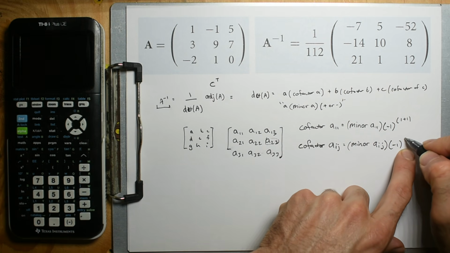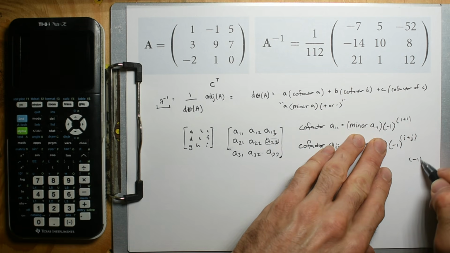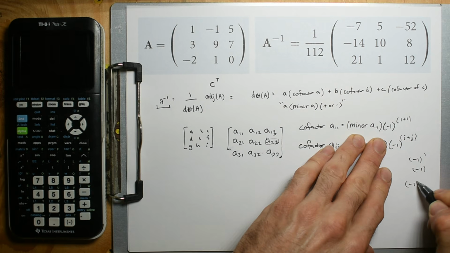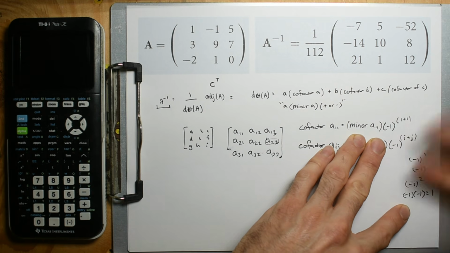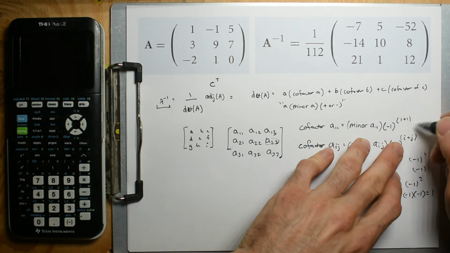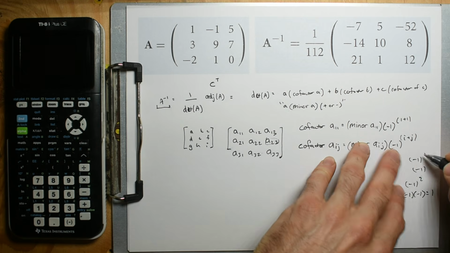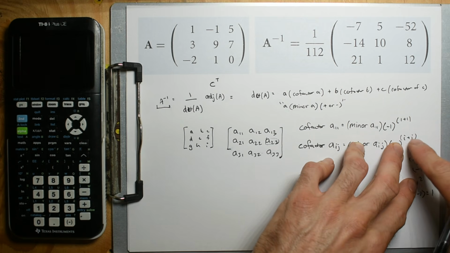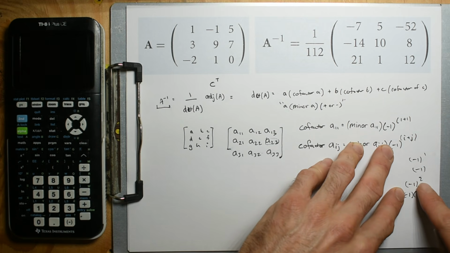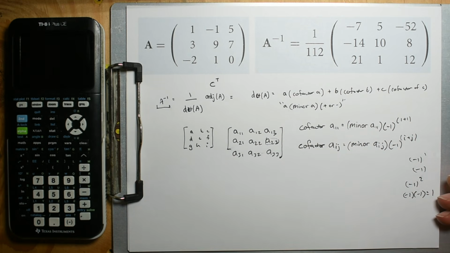times -1 to the i plus j power. And -1 to the 1 is just -1, -1 to the 2 is +1. So if this power is an odd number, like 1, I'm going to get a -1 here. If it's an even number, i plus j is even, we're going to get a +1. So that's going to change the sign. That's all that does.